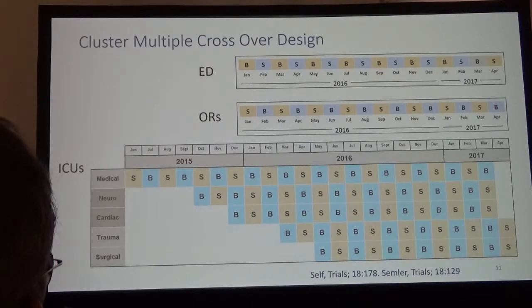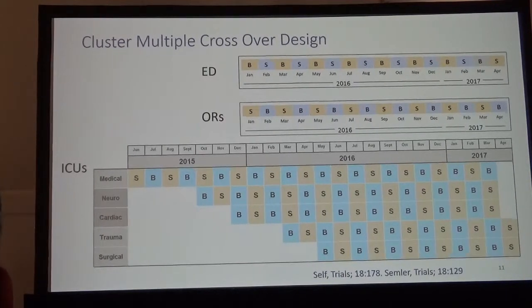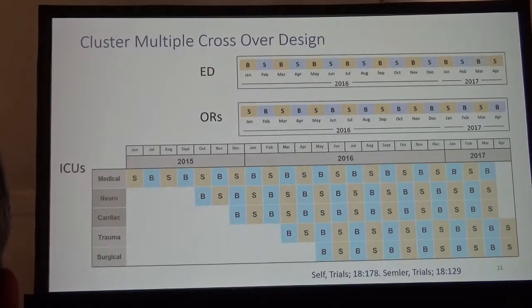We did this in all of the operating rooms and all of the intensive care units. The intensive care units were on the same schedule with the emergency department if they tended to admit patients from the emergency department, such as the medical ICU. Surgical units were on the same schedule as the operating room, such as the surgical ICU.